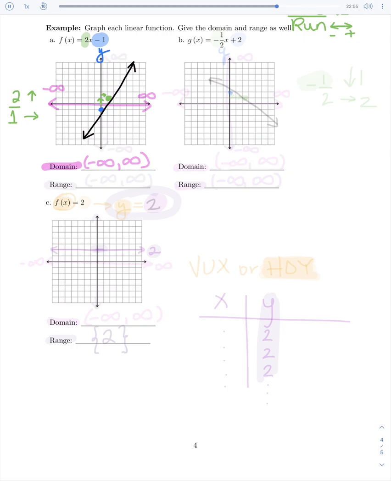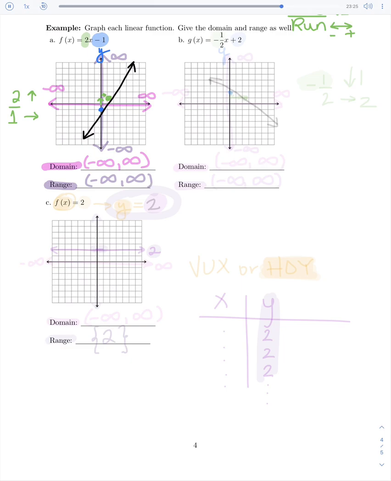What about our range, though? Our range, our y values. Let's look at our y-axis. Again, remember we read from the bottom, from down at negative infinity, and read our way all the way to the top. Work our way from smallest to largest. And notice our graph goes down forever and up forever. So our range is going to also be negative infinity to infinity.